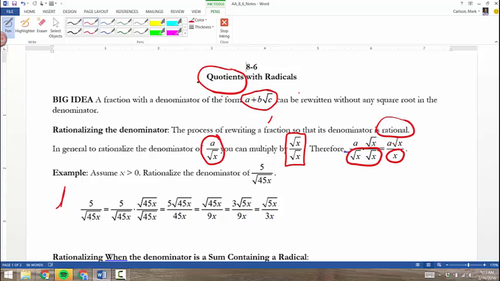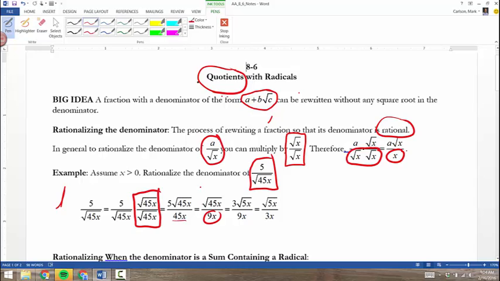So let's take a look at this first example. Assuming that x is greater than 0, we want to simplify it, or rationalize the denominator. So I have 5 over the square root of 45x. I can multiply both top and bottom by that bottom value, which is the square root of 45x. If I do that, on bottom I'm left with that 45x. On top, I have this stuff multiplied together. Now, 5 and 45 can cancel out, so I'm left with just a 9x on bottom, and the 5 is gone on top, so I just have the square root of 45x.